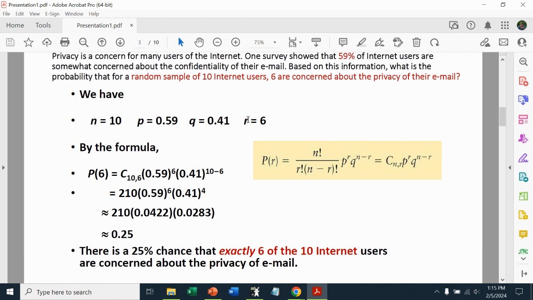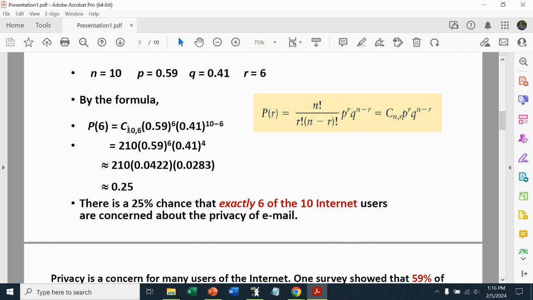R is equal to 6. R and X are synonymous. You're interested in exactly 6 being concerned. So putting those values into the formula, it's the combination of 10 things taken 6 at a time, times P, the probability of a success, 0.59 raised to the 6, times Q, which is 0.41, to the n minus R power, which is going to be 4. So it's this times this. It's not a tough formula, but you see the answer comes out to be approximately 25%. There are easier ways of doing it because you have a calculator.